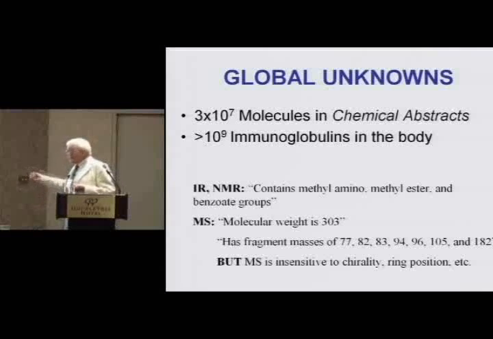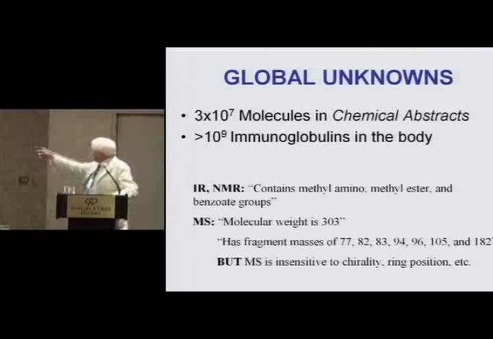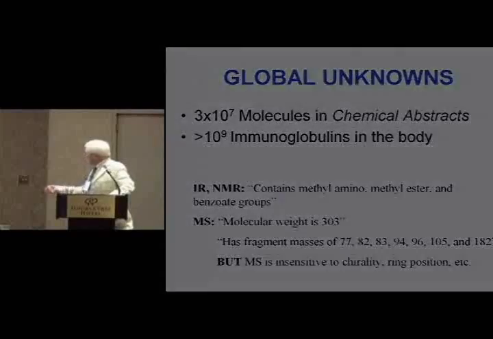And of course that means that all three methods are fine, they're complementary, but as far as having a global unknown, where Chemical Abstracts has listed already more molecules than I can remember, and your body can make up to 10 to the 9th immunoglobulins, there are so many possible things that maybe we need help in this sort of thing.